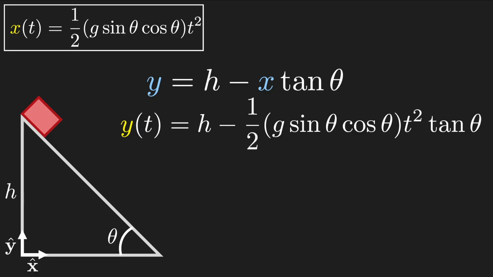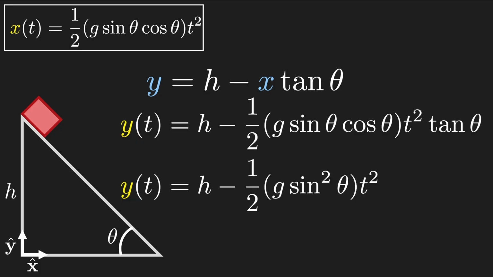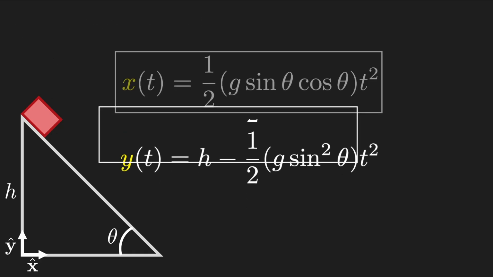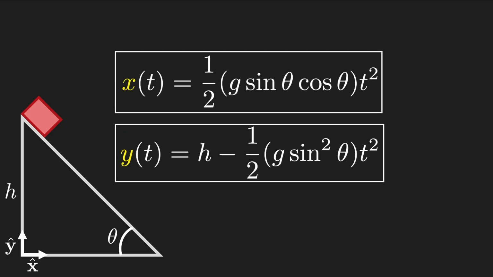We get y of t equals h minus 1/2 g sine theta cosine theta t squared tan theta, and given that tan theta equals sine theta over cosine theta, we will get that y of t equals h minus 1/2 g sine squared theta times t squared. And here are our final results. These two equations fully characterize the motion of the box.